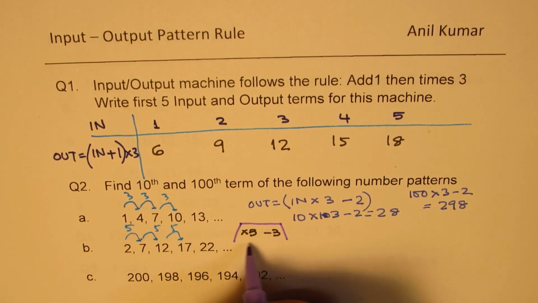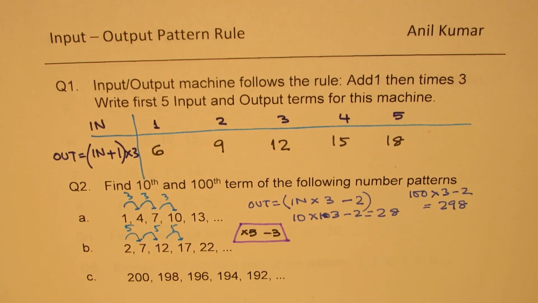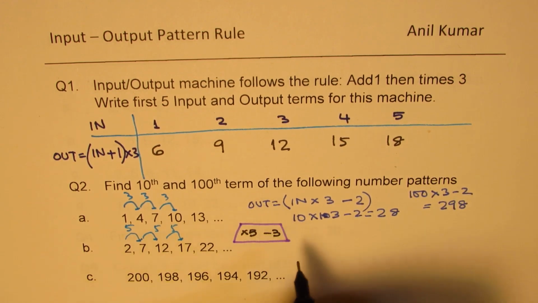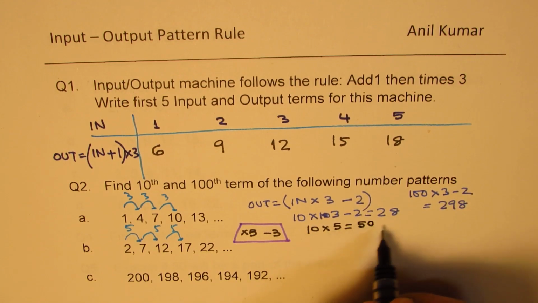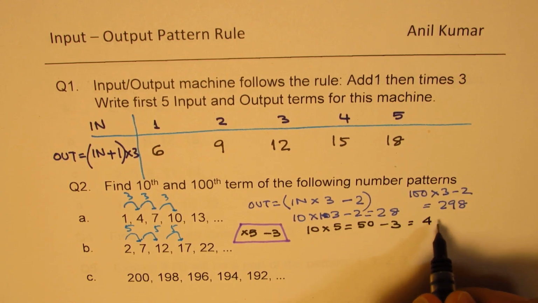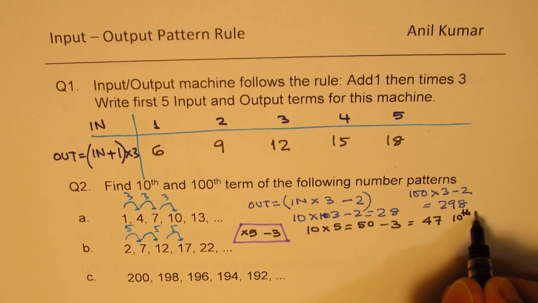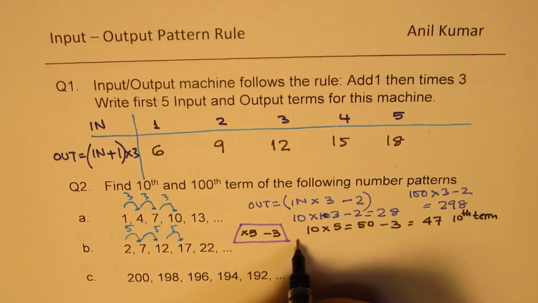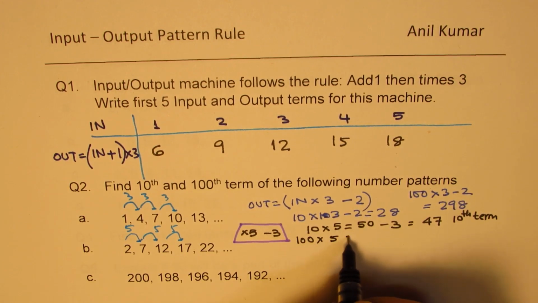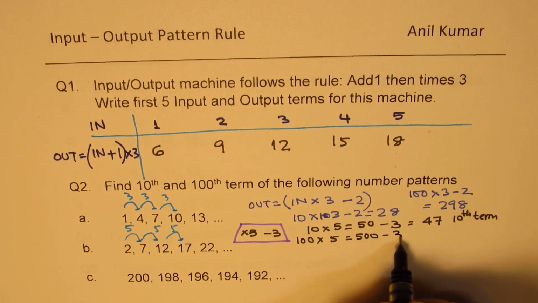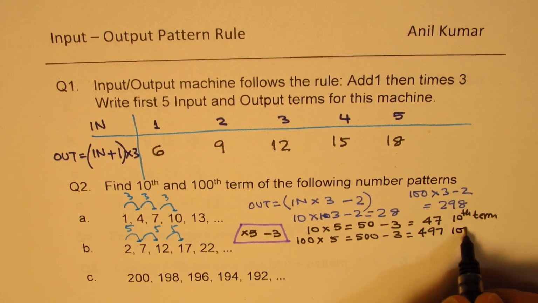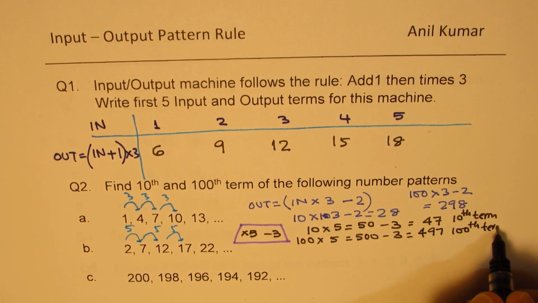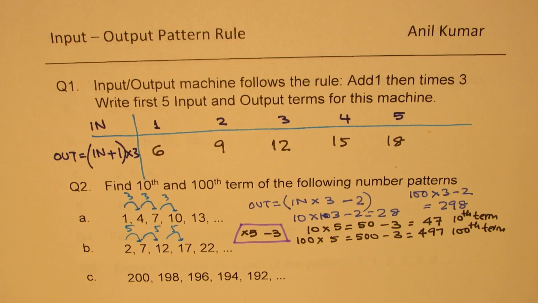This time, let me make it like a machine, which we have been talking about. If I do 10, it is 10 times 5, which is 50. And when I take away 3, I get 47. So that becomes my 10th term, right? For the 100th term, it will be 100 times 5, which is 500, and then less 3, which means 497. That is going to be my 100th term. Is that clear? Using this rule, we can very fast, easily find the answer.